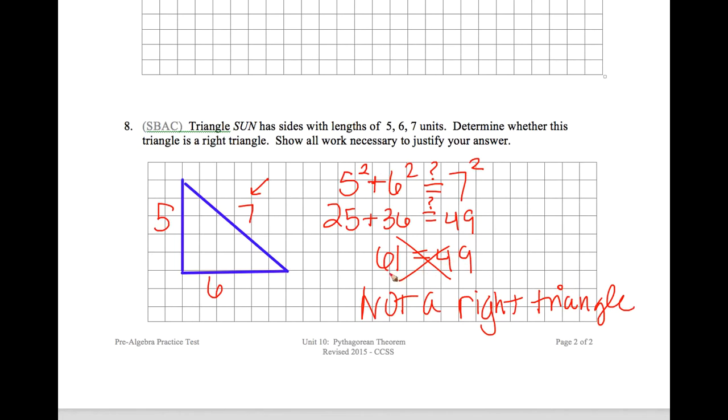If you just do this work here, if this is all you do, you are not getting the points. Algebraically, you came up and you see that 61 does not equal 49. But do you know what that means? Do you know that that tells you there's not a right triangle happening? So I need to see this, it is very important. When it says determine whether it's a right triangle, that's what you're doing here. You're telling me if it is or not. Show all the necessary work is this part. Both need to happen.